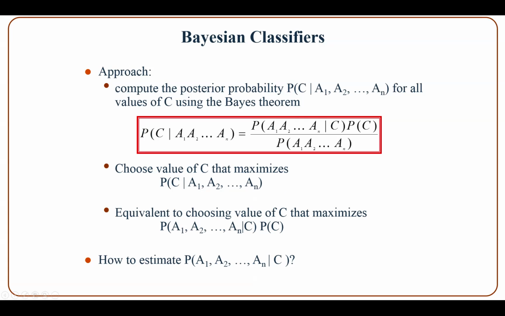The posterior probability P of C given the attributes is equal to the probability of attributes given the class times the prior probability of C divided by the probability of attributes. Choosing the value of C that maximizes the posterior probability is equivalent to choosing the value of C that maximizes just the numerator of the right hand side. The question is how to estimate the probability of attributes given the class.